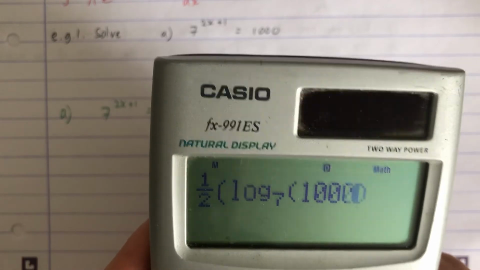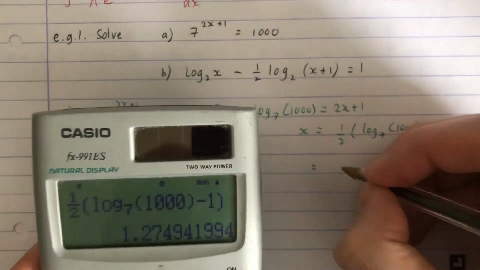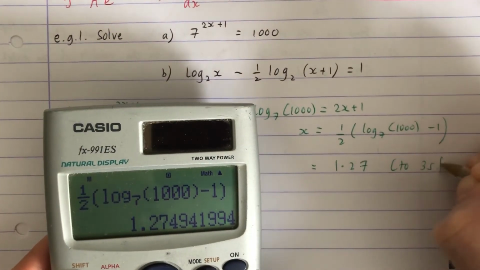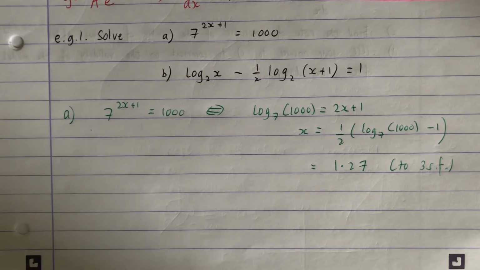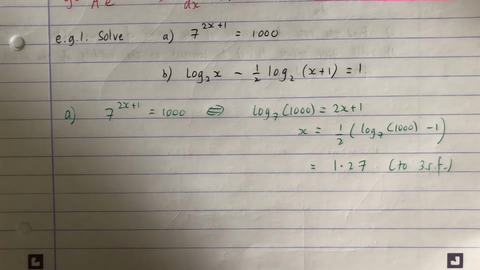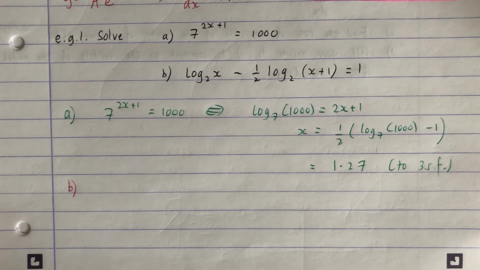7 of 1,000, subtract 1. We'll go for 1.27 to 3SF. Okay, part B is a logarithmic equation. And what you tend to want to do with this is collect the logarithms together and get a single logarithm. Like you want to collect like terms. For this, you want to collect the logarithms together.